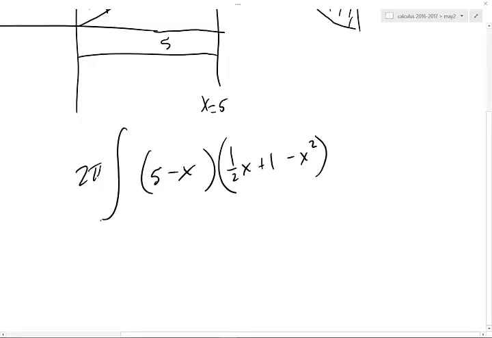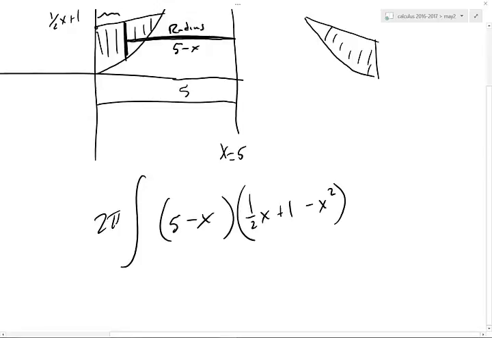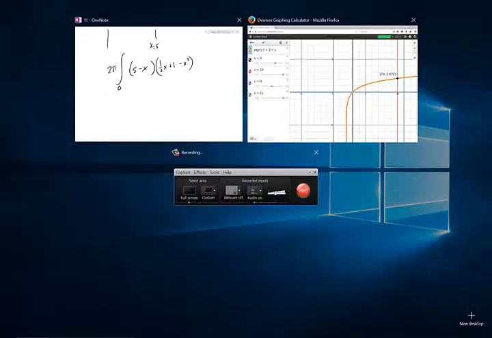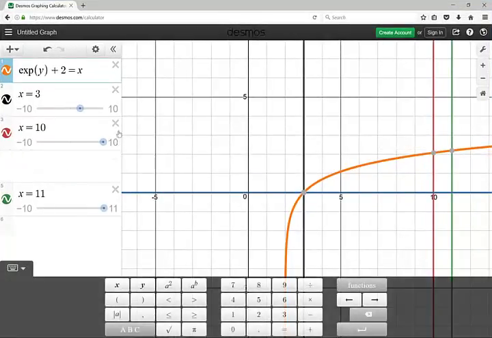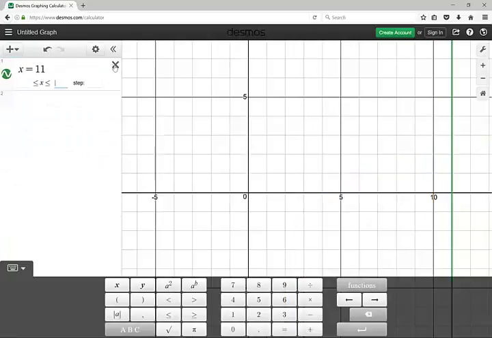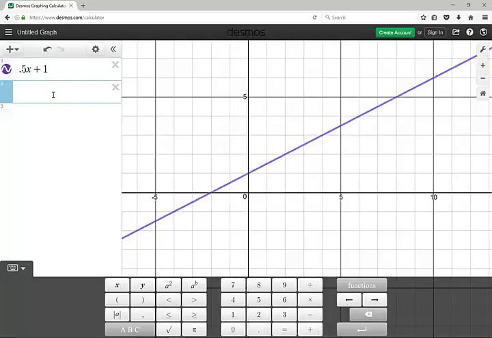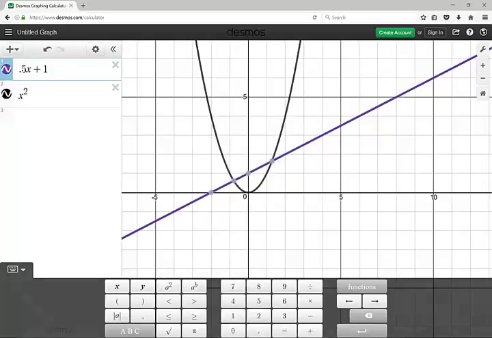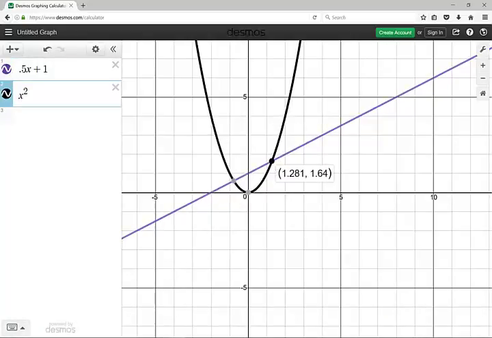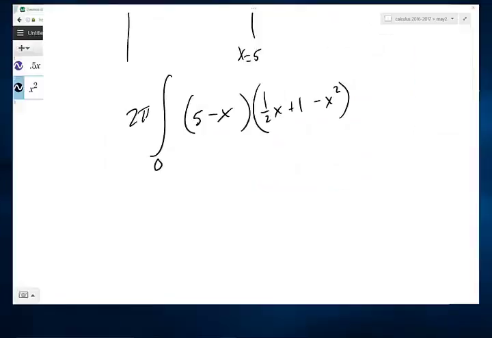Now, what are we going to integrate from? We're going to go from 0 here, yes? Over to where they intersect. Which I don't know where they intersect. And I'm too lazy to do algebra, so I'm just going to graph them. 0.5x plus 1 and x squared. The intersection is at 1.281.